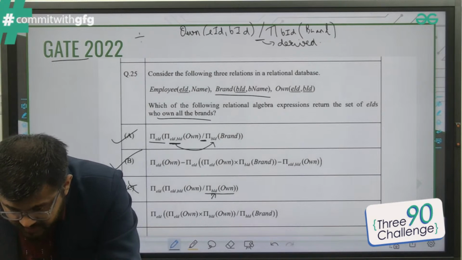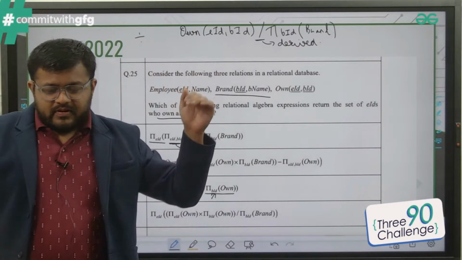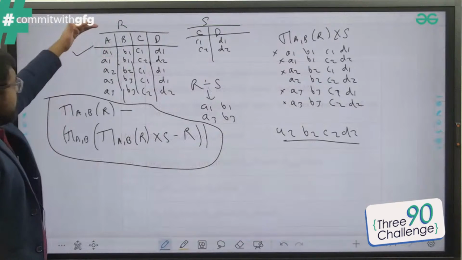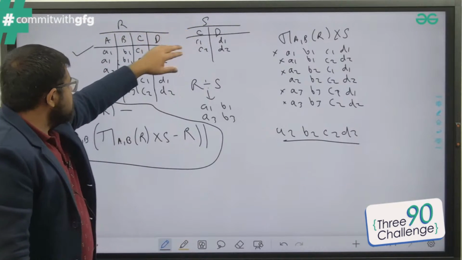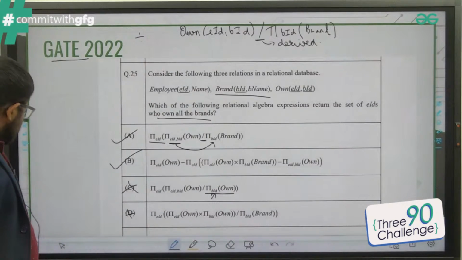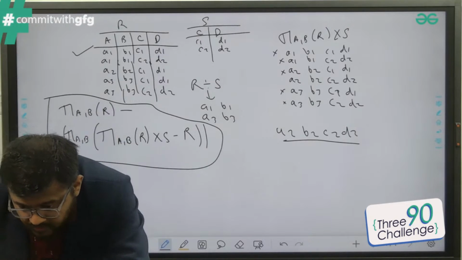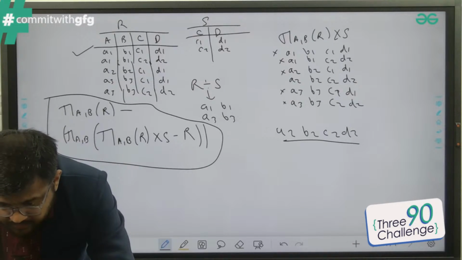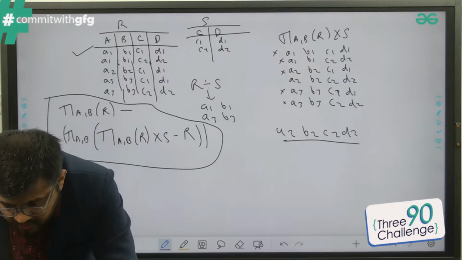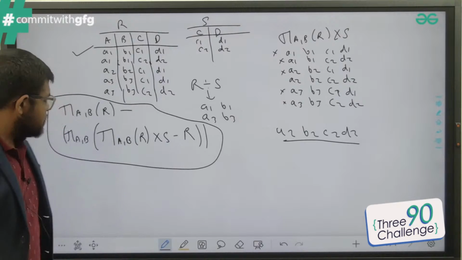Sir, if pi AB divided by pi A, it gives only pi B. Yes, so if you have A and B attributes, and in R you have A B C D attributes and in S you have C D attributes, then in R divided by S you will have only A B attributes. Okay, you understood how this is derived? Yes, Pawan, good. Okay, great. Let's move on to the next question.